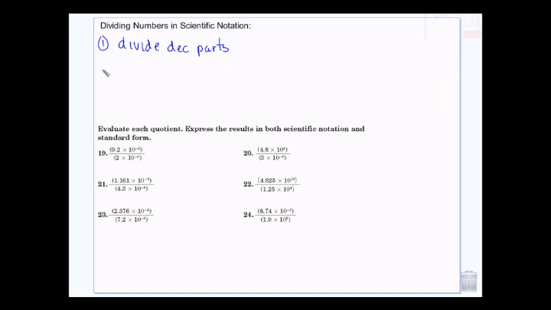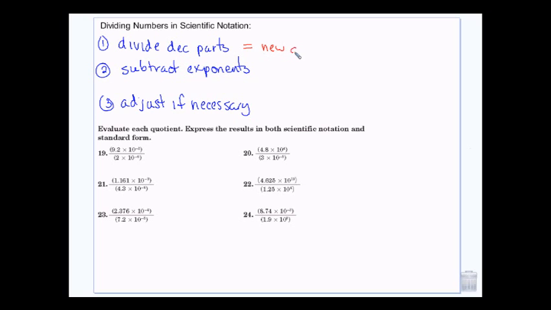So first step, you divide the decimal parts. The second step, instead of adding the exponent, you subtract the exponents. And then the last step is you have to do that adjust if necessary thing. Okay, so this gives you your new decimal part, and this gives you your new exponent part.